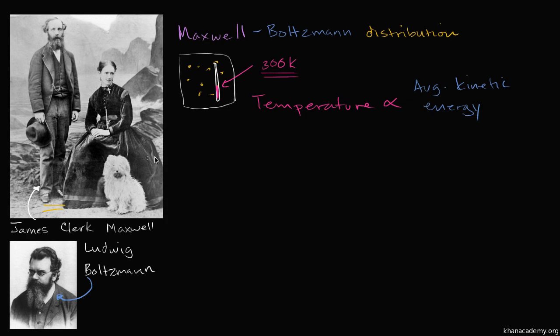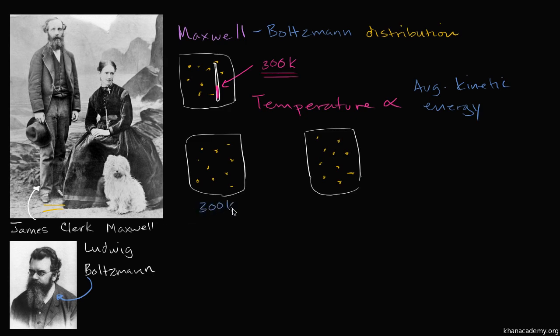So let's make that a little bit more concrete. Let's say that I have two containers. And let's say they have the same number of molecules of nitrogen gas, and I'm just going to draw 10 here. This obviously is not realistic. You'd have many, many more molecules. 1, 2, 3, 4, 5, 6, 7, 8, 9, 10. And let's say we know that the temperature of this system is 300 Kelvin, and the temperature of this system is 200 Kelvin.